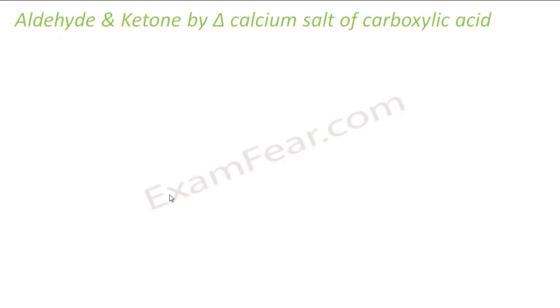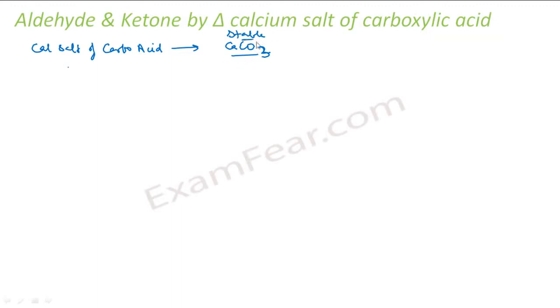The next is by heating calcium salt of carboxylic acids. Let's see this method of preparation of aldehydes and ketones by heating calcium salt of carboxylic acids, also called distillation of calcium salt of carboxylic acids. Generally, you take this calcium salt of carboxylic acid and heat it very hard. What you get is calcium carbonate. Why you get this? Because calcium carbonate is a very stable compound.